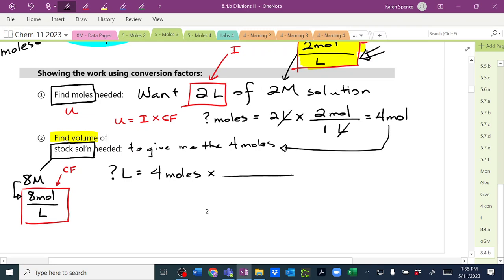So what unit needs to go on the top and what unit needs to go on the bottom? Moles go on the bottom and liters go on the top. So where does the 8 go? On the bottom. And that means we have 4 times 1 divided by 8 gives us 0.5 liters, which is a half a liter, which is exactly what we found out before.